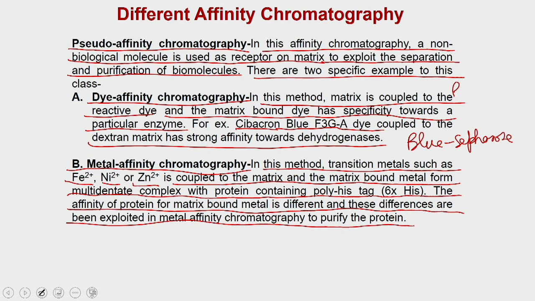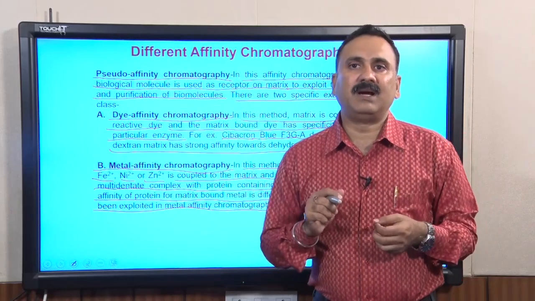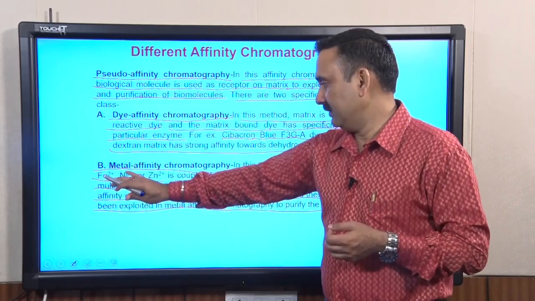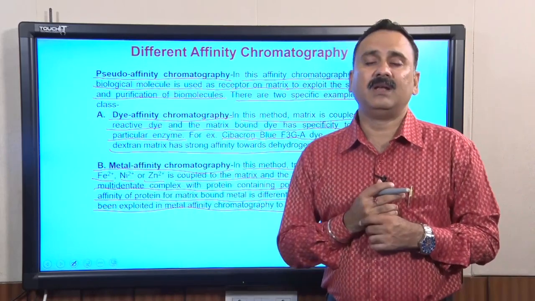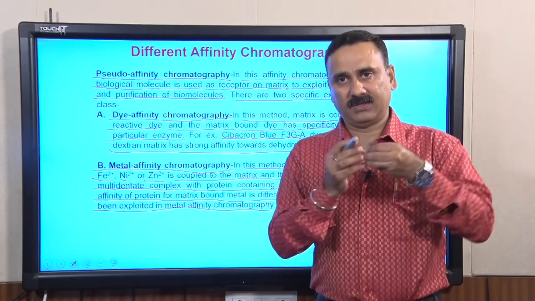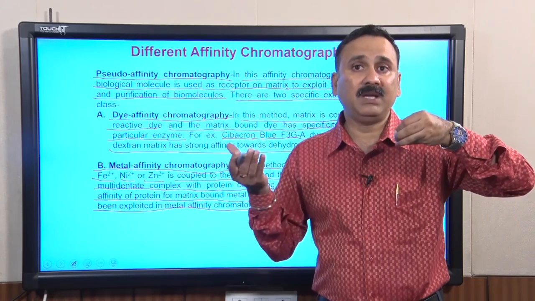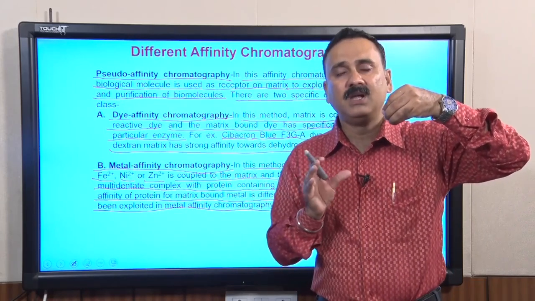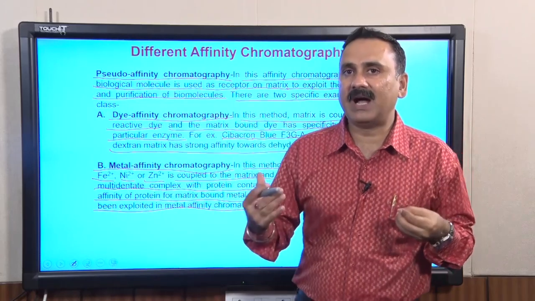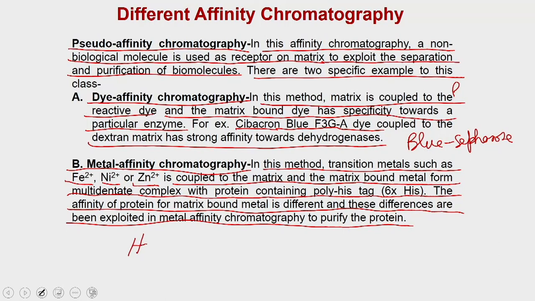So in metal affinity chromatography, you have the matrix on which a transition metal such as nickel or zinc is coordinately bound, and the nickel or the zinc has two empty coordinate bonds, and these two coordinate bonds have a very high affinity for a stretch of peptide which contains a series of histidines.